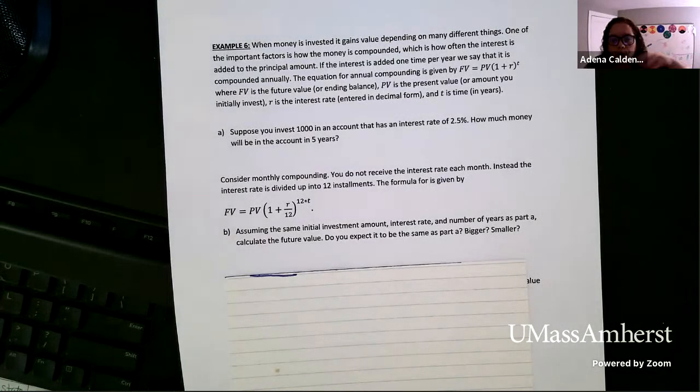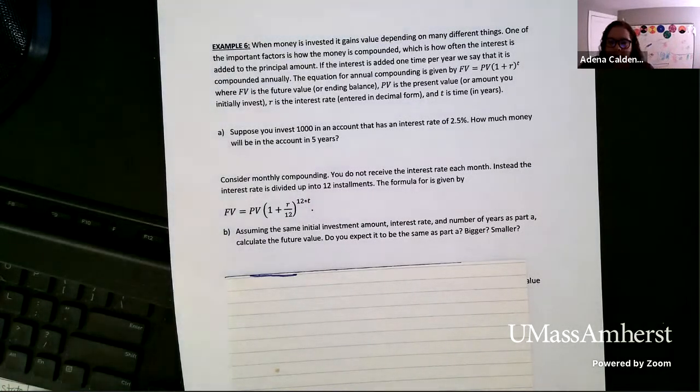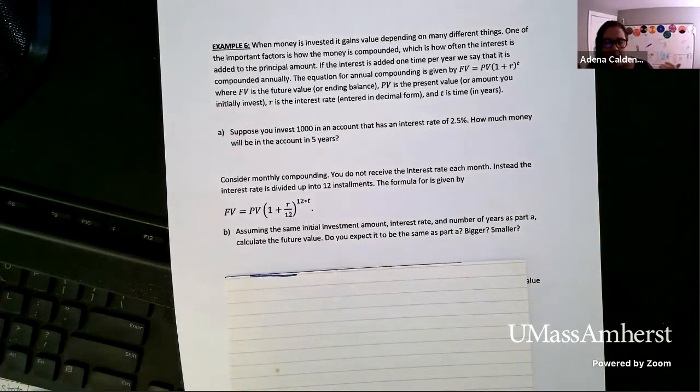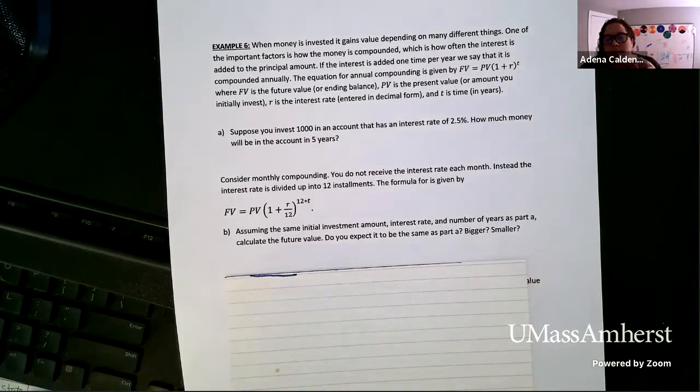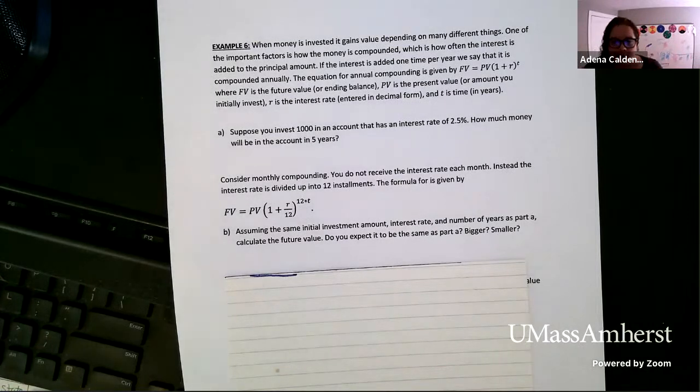So when you invest money, it gains value depending on a lot of different factors, right? Like the interest rate, how much you start with, all that sort of stuff. One of the factors is how the money is compounded. This word compounded means how often the interest is added to the principal amount. So the interest is the money you make from your investment. How often is that interest put back into the account to become part of the principal? That's what compounding has to do with.